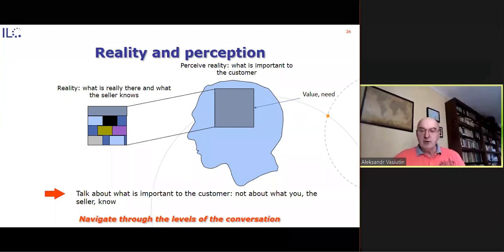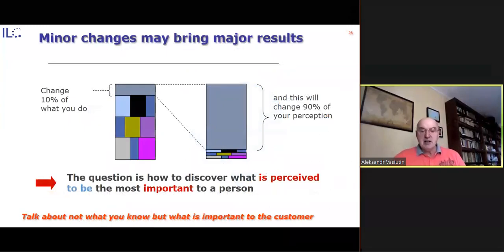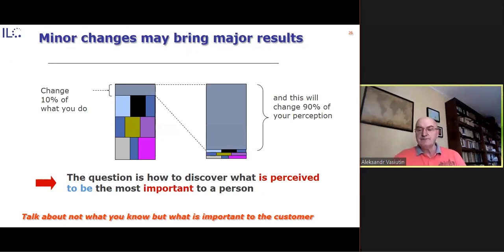Use the words which the customer needs, the words of his needs, and then it will change the perception of a person by 90%, and the likelihood of getting yes and of their agreeing to buy your product will increase radically. Talk about not what you know, but what is important to your customer. So, the point of view of a customer is the most important.